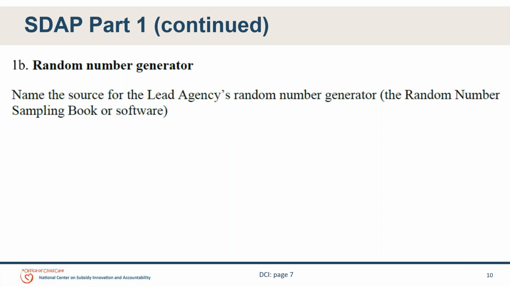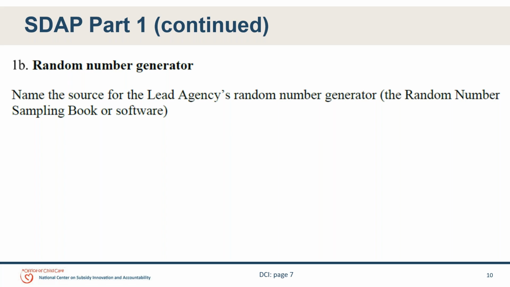One B asks for the name of the source of your random number generator, so you will be using a random number as part of your sampling process. And in the SDAP, you just need to share the name of the source here. You don't need to give any further information about it.